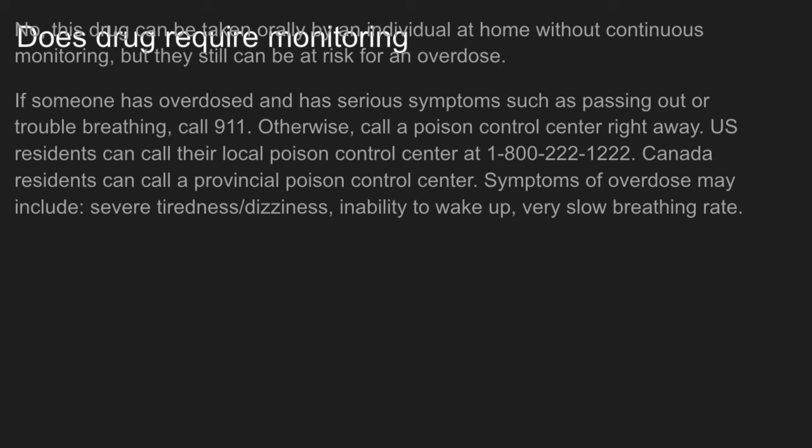Does the drug require monitoring? No. This drug can be taken orally by an individual at home without continuous monitoring, but they still can be at risk for overdose. If someone has overdosed and has serious symptoms such as passing out or trouble breathing, call 911. Otherwise, call a poison control center right away. US residents can call their local poison control center at 1-800-222-1222. Canada residents can call a provincial poison control center. Symptoms of overdose may include severe tiredness, dizziness, inability to wake up, and slow breathing rate.